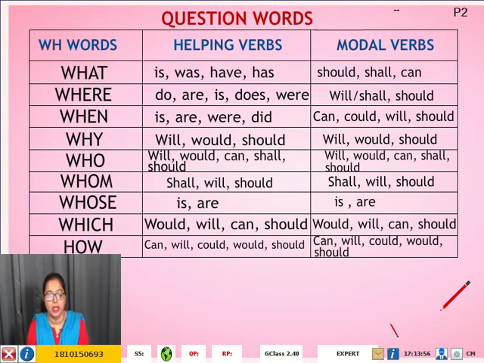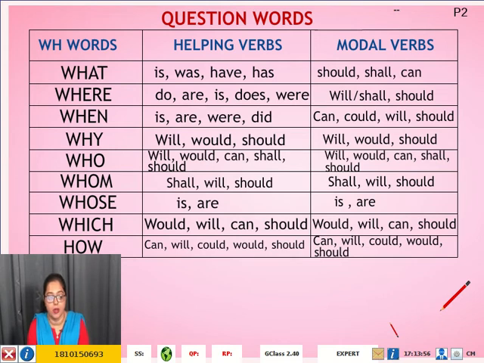So the third one you see is the WH word when. With when, the helping verbs are is, are, were, did. And the modal verbs are can, could, will, should. So the next one you see on the screen is why. With the WH question why, the helping verbs used are will, would, should, and the modal verbs used are will, would, should. Please have a look. You can just note this down because this is very important.